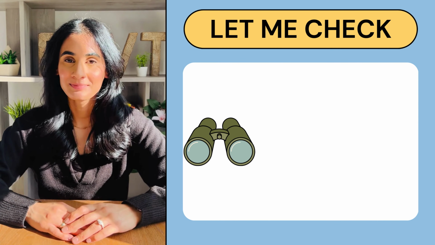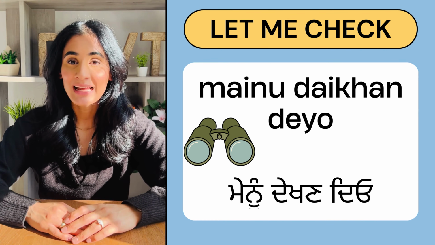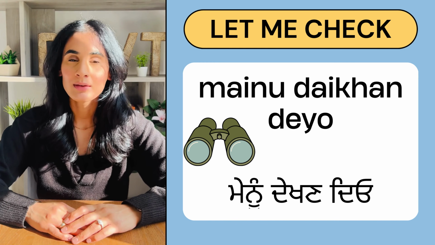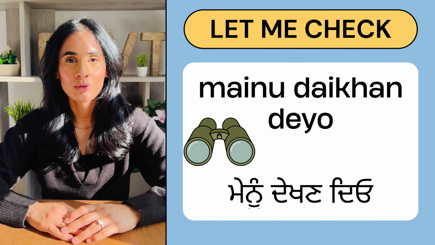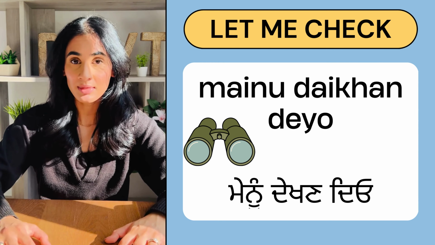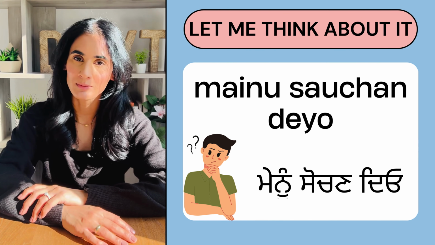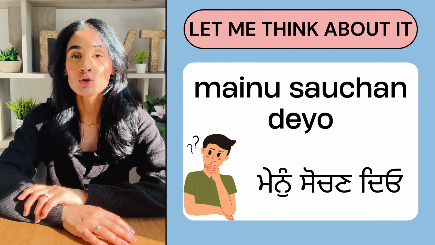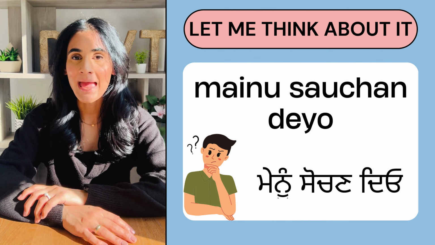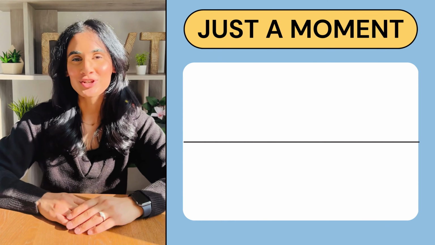Let me check. Menu dekhan deo. Not deo, those are two different letters. There's a dadda and a dadda. Let me think about it. Menu sochan deo.